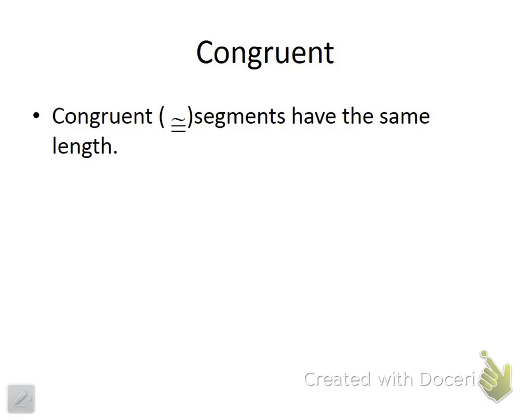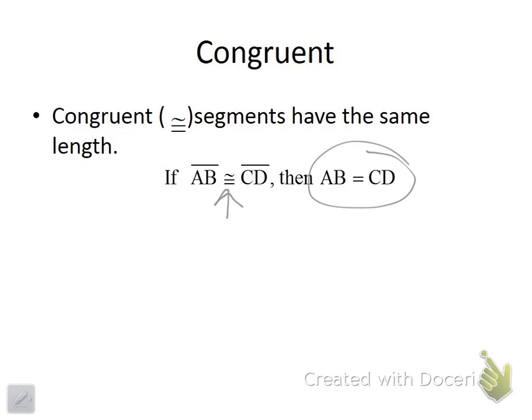Congruent. Congruent is going to be shown by that little equal sign with the squiggly above it. Segments have the same length. Congruency means the same. So congruent segments have to have the same length. So if AB and CD are congruent, they're going to have this little congruent sign, which means the lengths of them are going to be the same because the lengths don't have the little line above them.